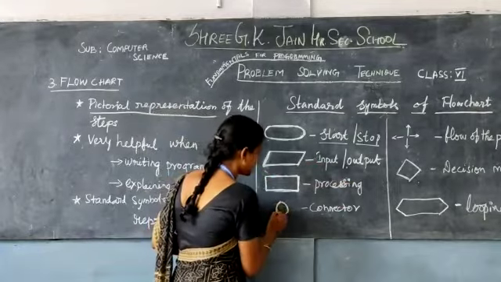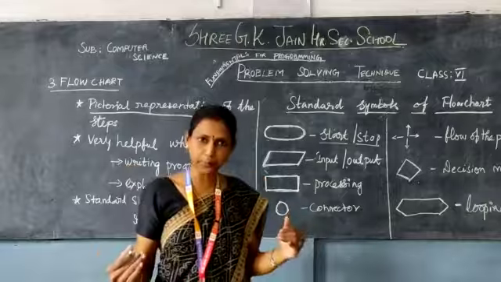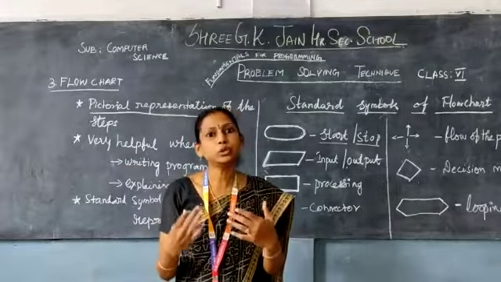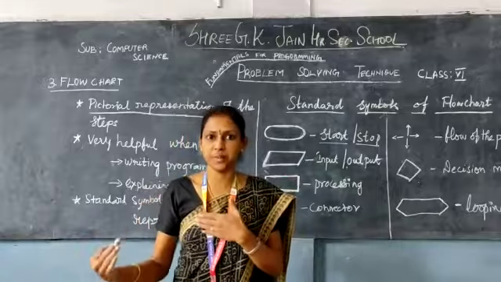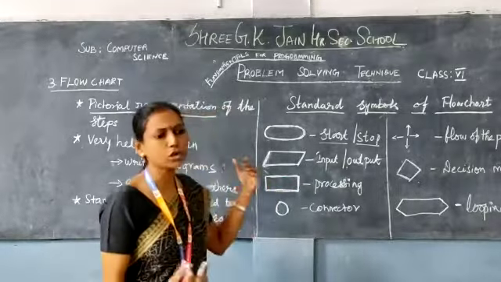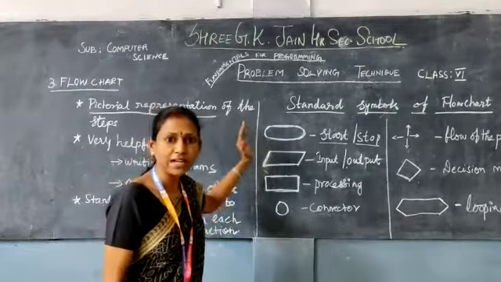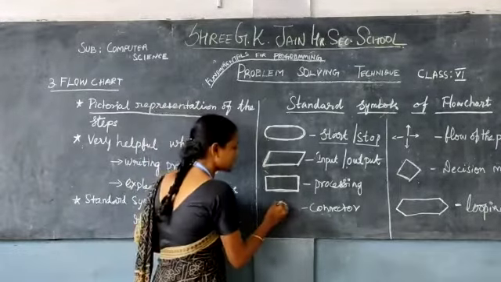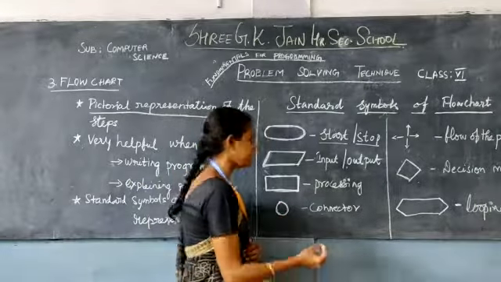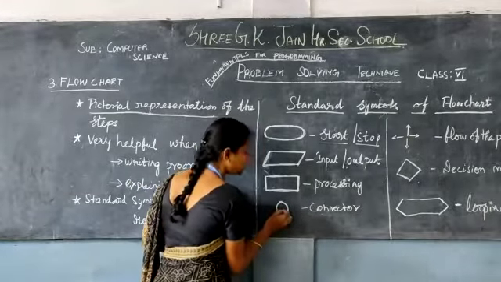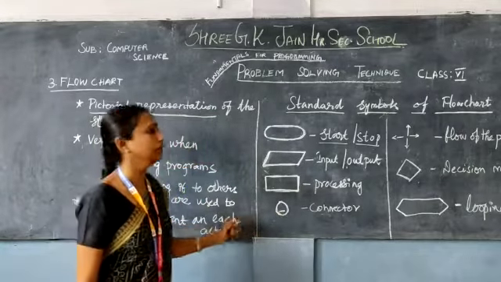Next one is the connector. This is used when we are writing a big program. We need to draw a flow chart page by page. At that time, we use this connector to go from one page to another page. Here we have to give the connecting number or connecting variable.